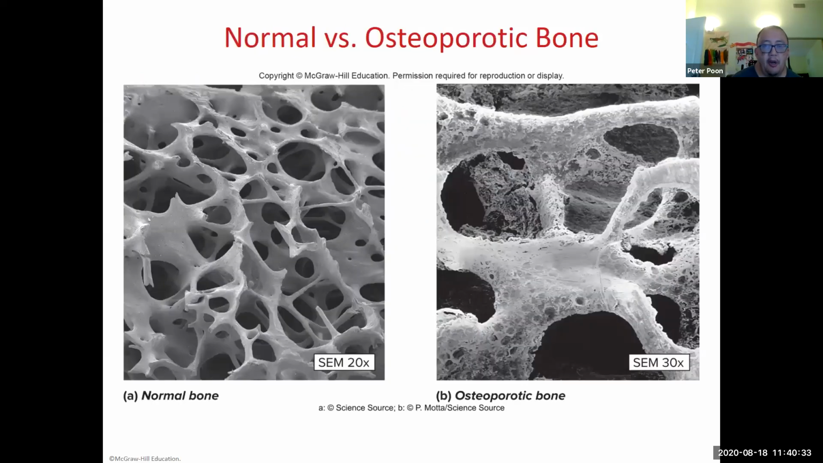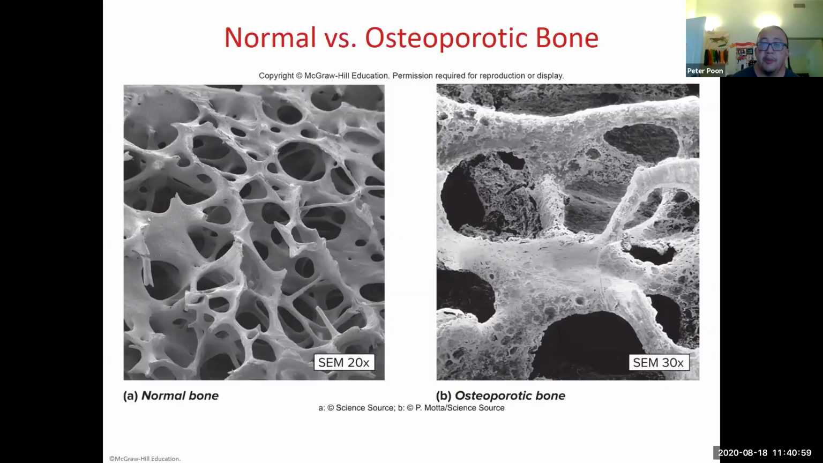Okay, this is normal bone. This is osteoporotic bone, so you can see how many more holes you will have here. Okay, and this is enlarged. This is actually looking at one of these big holes, and you can see more of these little holes inside as the osteoclasts are chewing it out, and this is more easily broken.